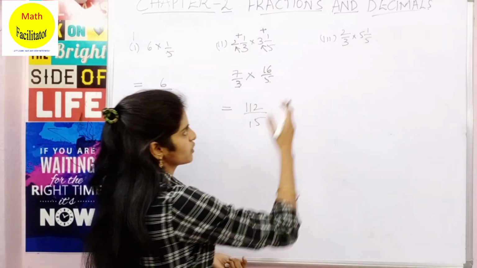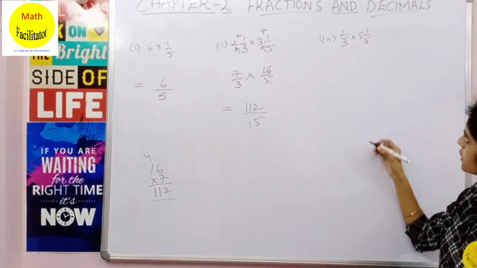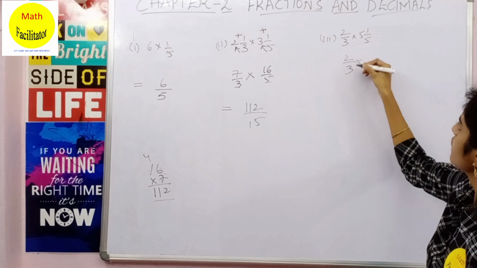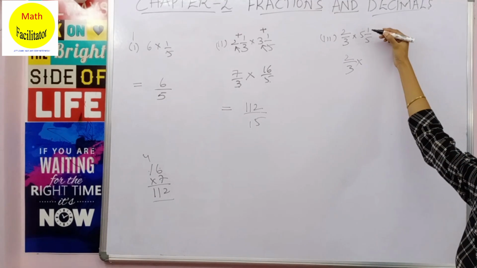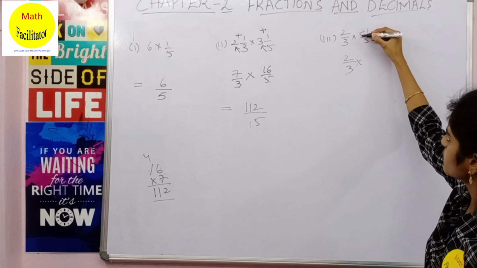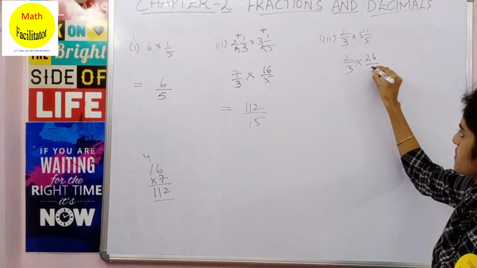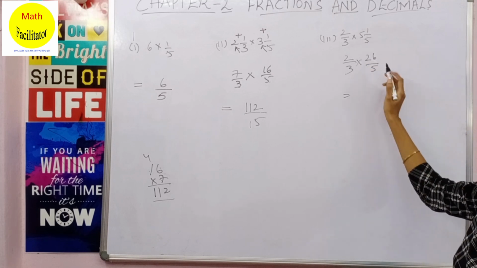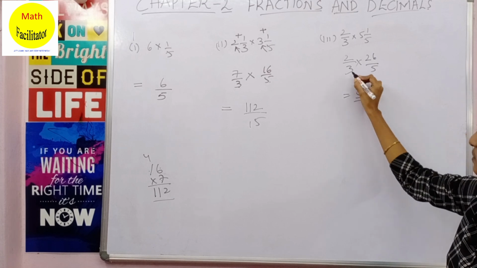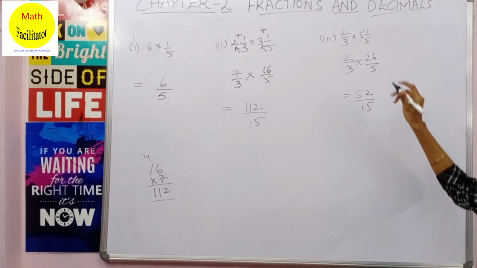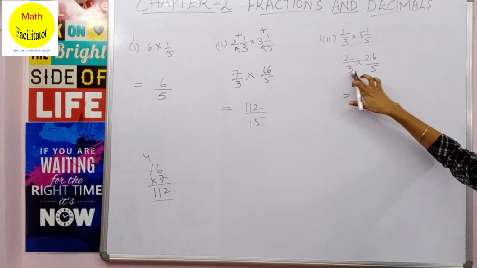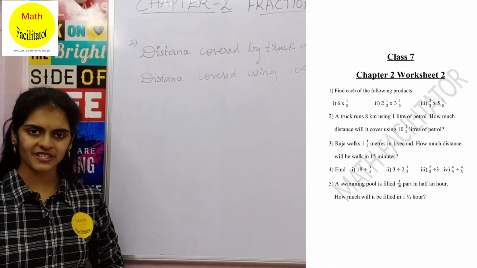Clear? So moving on to the next one, it is 2 by 3 into, now this is again a mixed fraction, you have to convert it into improper. So 5 5s are 25 plus 1 is 26 by 5. Okay, so 26 into 2 is nothing but 52 divided by 3 5s are 15. So you will multiply both the numerators and then you will multiply the denominators. Clear?